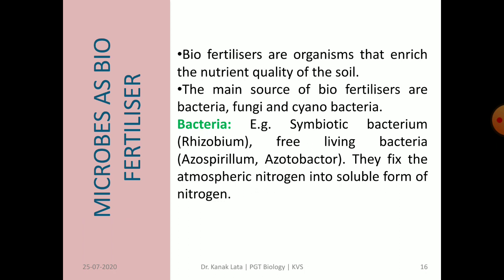First is about bacteria. Symbiotic bacteria like Rhizobium form root nodules in leguminous plants, and they fix atmospheric nitrogen into organic forms that are utilized by plants as nutrients. Besides this, some free living bacteria like Azospirillum and Azotobacter also fix atmospheric nitrogen into a soluble form of nitrogen, which in turn is utilized by the plant. So here you have seen that bacteria are used as biofertilizer.